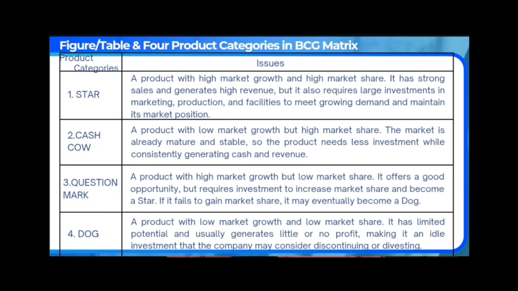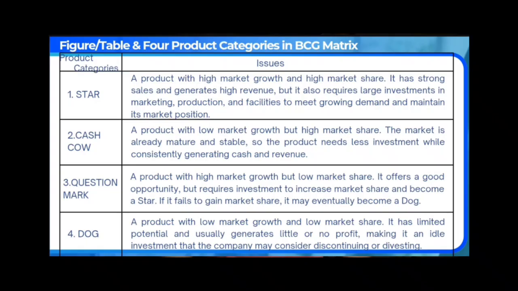So number 3 is the question mark. So a question mark is like a new toy that could become very popular but not many children know about it yet. So it has a high market growth but low market share. So the company must decide whether to invest more to make it successful or eventually stop it. So si question mark is like nag-introduce ka og new product na naay possibility mo-boom niya, mahimong star or cash cow. But if dili ma-manage pag-ayo, ma-fall gyud siya into dogs. So example si Google Drive and Google Docs. So, cloud services are growing quickly but Google has a lower market share than some competitors.